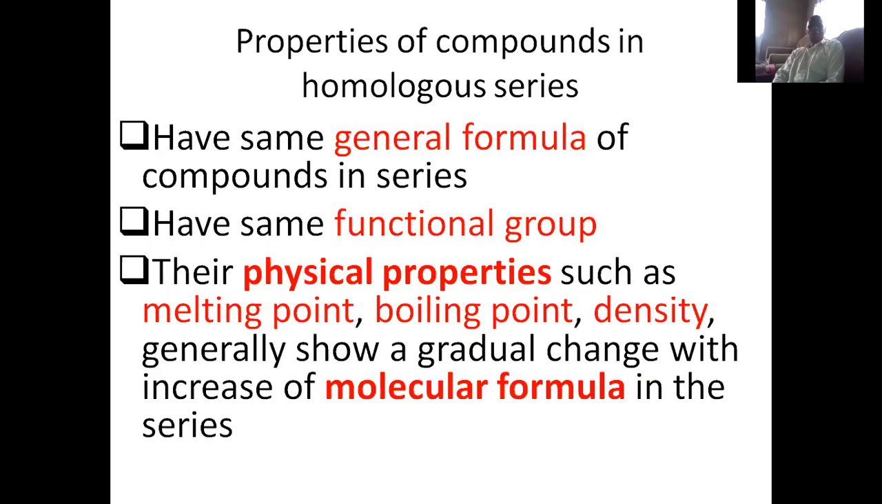And so the properties of compounds in homologous series are such that they have the same general formula, as we saw in alkenes, acids, that's organic acids, as well as the alcohols. They have the same general formula. Also, they have the same functional group. Also, their physical properties are such that the melting point, boiling point, and density generally show a gradual change with the increase in molecular formula in the series. So this is very important.